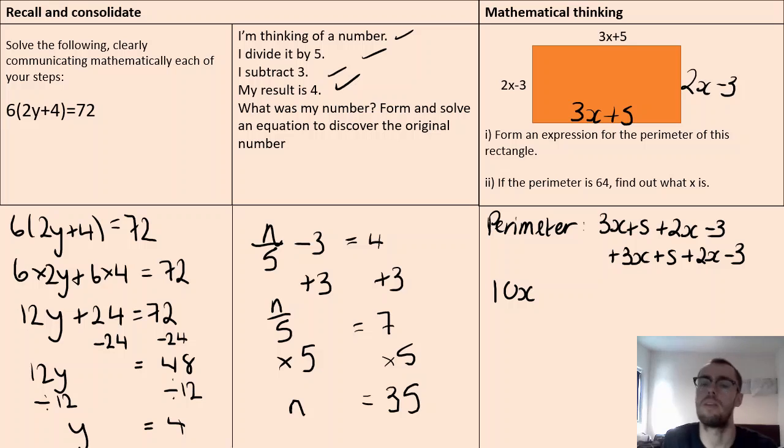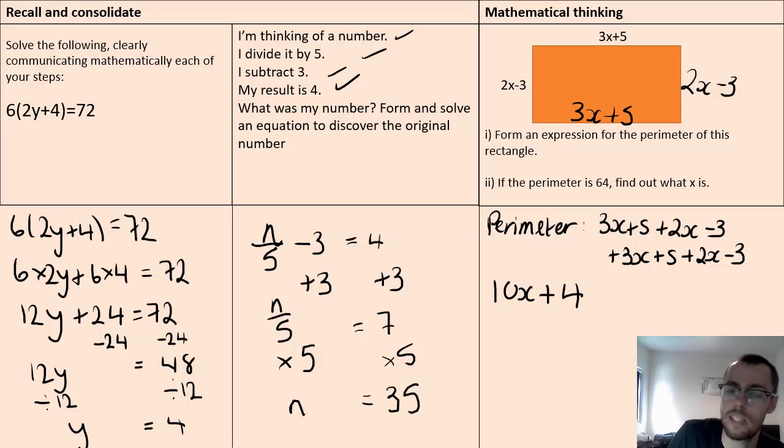And then numbers now, or non-algebraic terms, what do we have? We have plus 5, subtract 3, which is 2, plus 5, subtract 3, which is 2. 2 add 2 is 4. So this is an expression for the perimeter of the rectangle, and part I of the question has been completed. If the perimeter is 64, find out what x is.